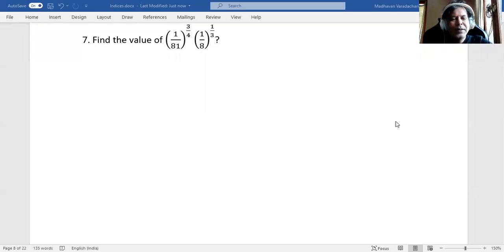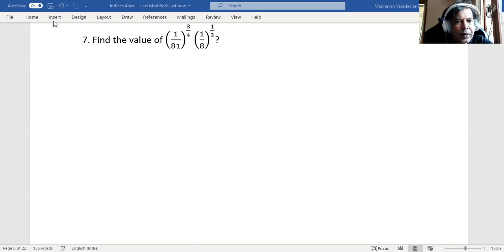Hello everyone. This is in continuation to various numerical problems we are doing in indices. The next is to find the value of 1 by 81 to the power of 3 by 4 multiplied by 1 by 8 to the power of 1 by 3.